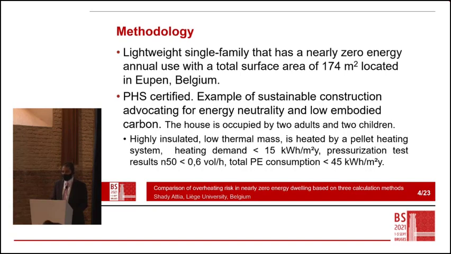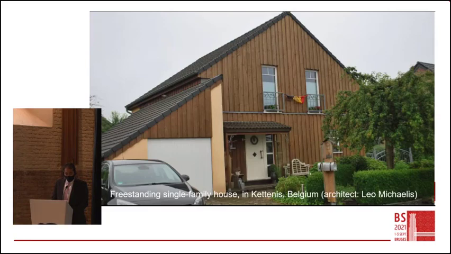So this is a kind of OSB construction with fiber cellulose insulation. And it has photovoltaic panels, and it has solar thermal panels for domestic hot water. The building was exposed to pressurization. It passed the passive house requirement. The architect is Leo Michails. And as you can see, the glazing surface is not so high. Unfortunately, there is no external shading system, even though the glazing is not high. And in general, the inertia is not high.